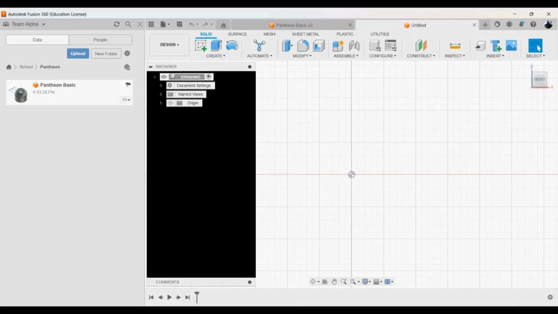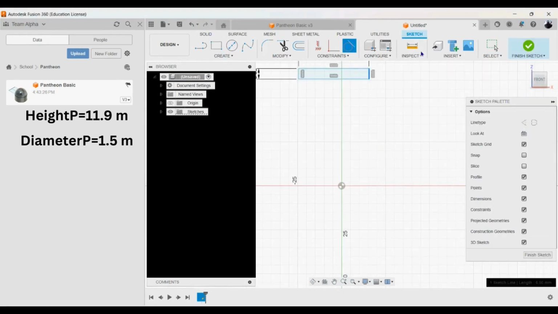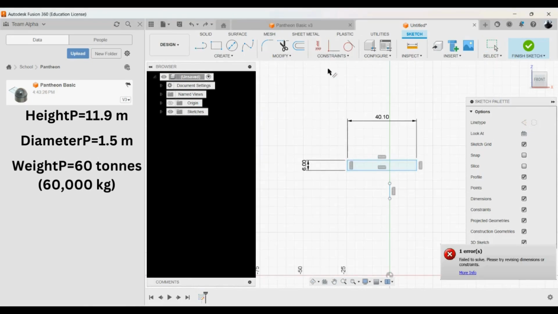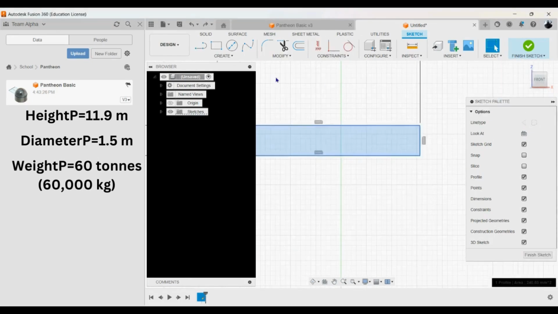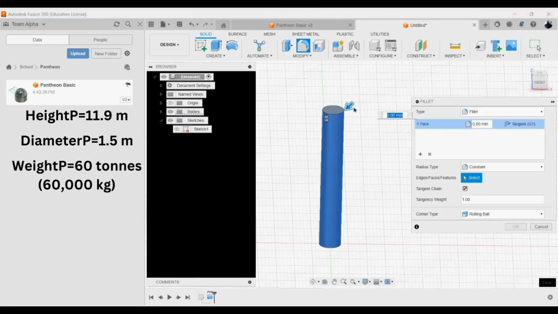Each pillar stands an imposing 11.9 meters tall with a diameter of 1.5 meters. The weight of these structures is approximately 60 tons each. There are 16 pillars total, 8 of them arranged in a row and then 3 pillars in every row.